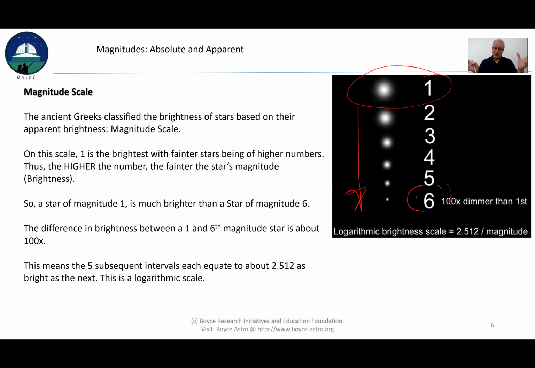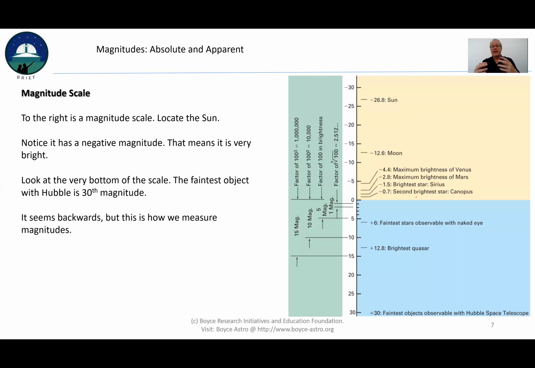So this scale was derived from the Greeks. 1 is bright, the larger number 6 is significantly fainter. This is a logarithmic scale. So each step, 1, 2, 3, is a factor of 2.512 to the next value in the logarithmic scale. The magnitude scale, as we mentioned here, minus 26.8 is the sun.